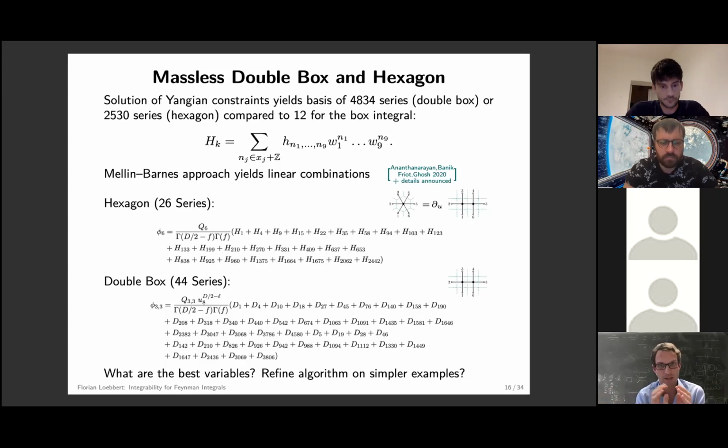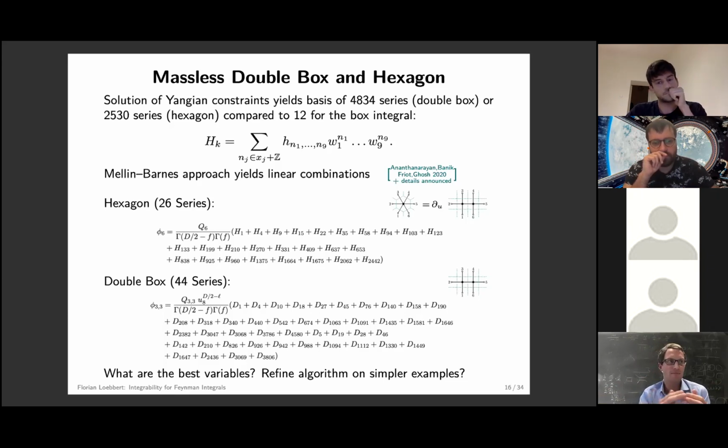So for the box, it would be 12. And here this corresponds to roughly 5,000 for the double box and 2,500 for the hexagon, which are all formal solutions of these Yangian equations. And of course, these are formal series solutions. Formal series, yes, exactly. And as you noticed, we won't be able to fix this using the symmetries of the integral.